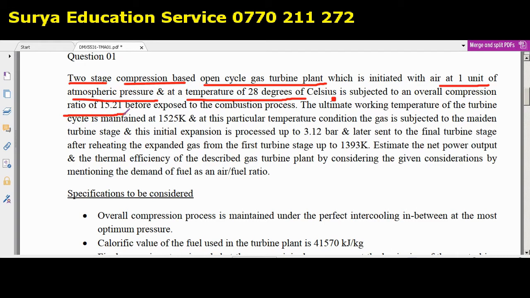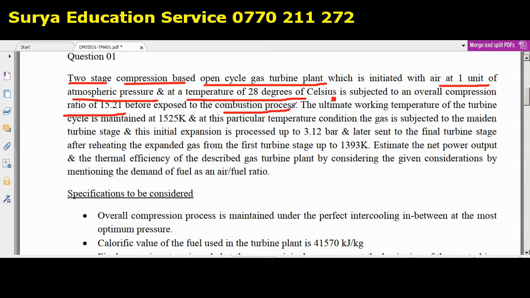So the overall compression ratio of 15.21 means that at the end of the compression process, the initial pressure is increased by 15.21 times before it is exposed to the combustion process, because the combustion process is where we do the heating before charging the turbines, right? So that's the scenario. Then the ultimate working temperature of the turbine cycle is maintained at 1525 Kelvin.